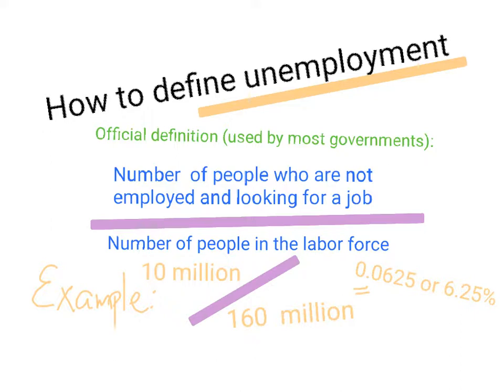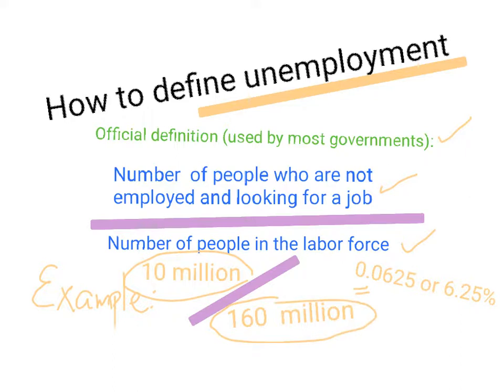Well, the official definition that is used by most governments is that it is the number of people who are not employed, in other words, the number of people who don't have a job and who are looking for a job. So those two conditions have to be satisfied for considering who is unemployed. And then you divide that by the total number of people in the labor force. So for example, if you have 10 million people that don't have a job and are looking for a job, and you've got 160 million people in the labor force.